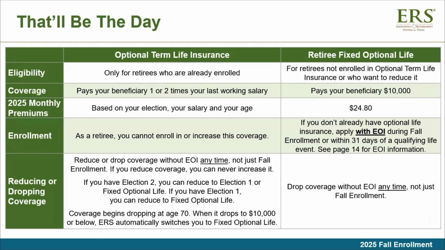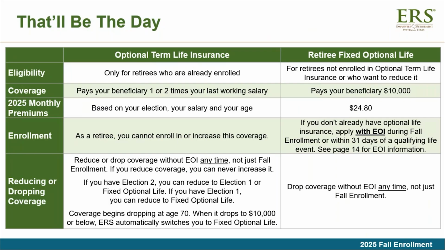If you do currently have the optional term life insurance, you can continue with that election, or you can also choose to decrease that optional term life insurance or switch it over to the retiree fixed life insurance policy. But just remember, if you do choose, so say if you have election 2 currently and you choose to reduce it to election 1, you can never increase it back. So you can never go back to election 2. Once you decrease, you can never increase it.